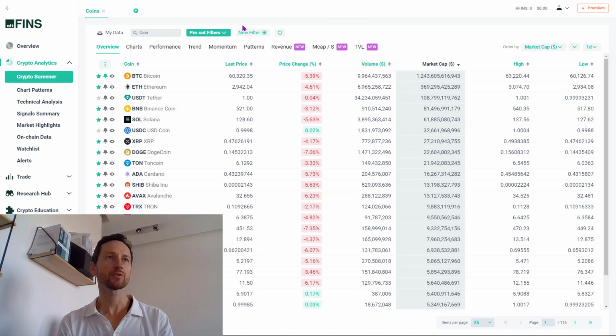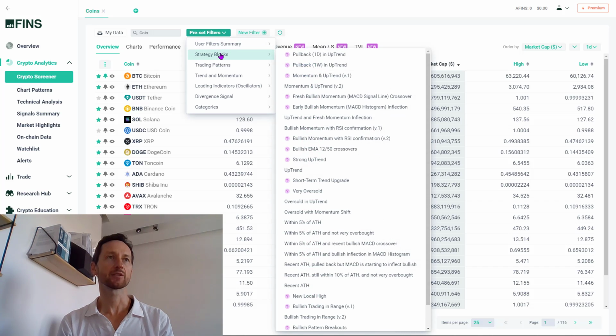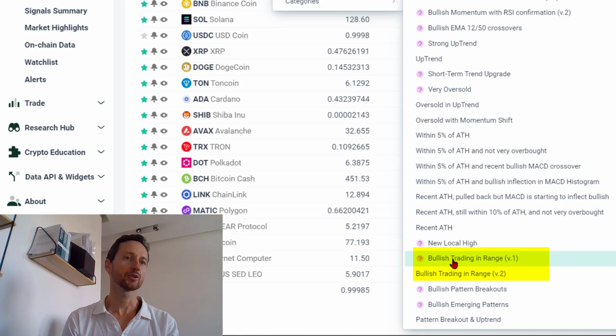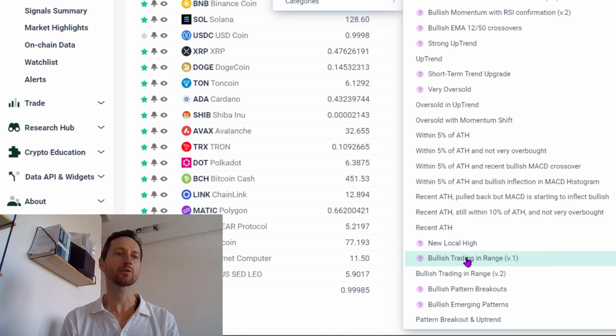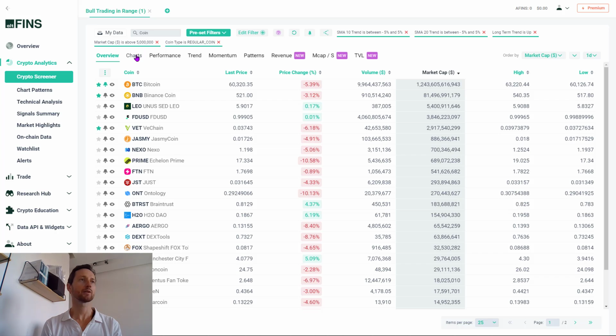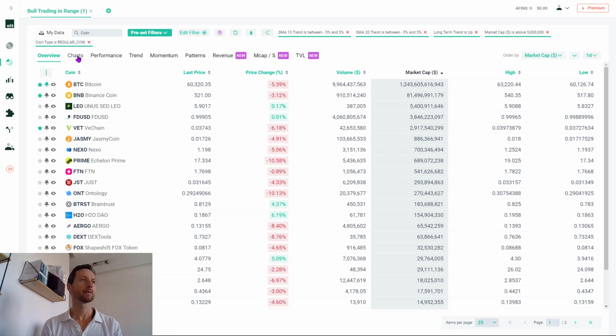And the other way is to use our preset filter under the strategy blocks. If I scroll down here, bullish trading range. There are 2 versions of it. They're very similar. You can try both and see how that works. Selecting the first one, then I go under charts. See, it includes some of the assets that we identified, like Bitcoin, Binance, VeChain is here as well, but a bunch of others as well.